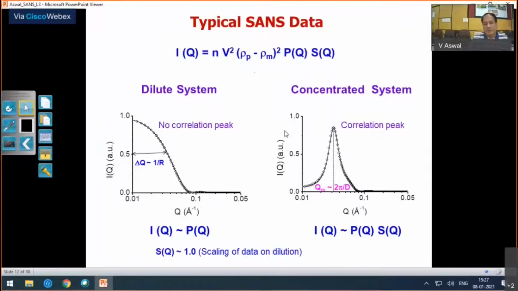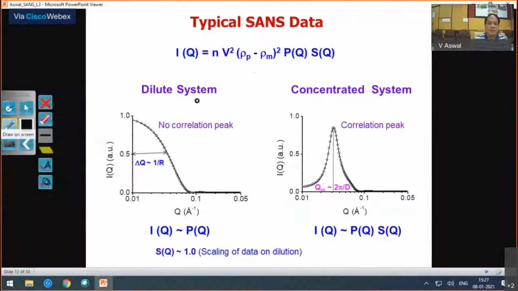So now coming to data analysis methods. Before that, I would say that there are two kinds of scattering patterns you can see when you do small angle neutron scattering. One is a dilute system, where the width of the distribution is related to the size, and you also have different functionality deciding the different morphology of the structures in the system. In this case, your intensity is proportional to the form factor.